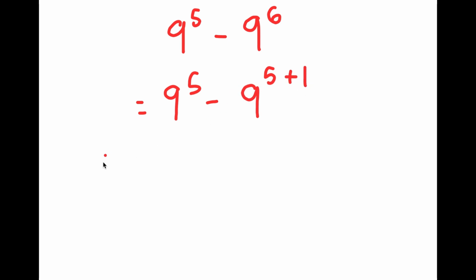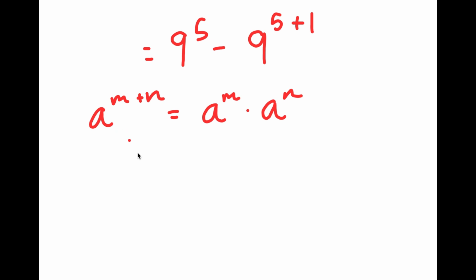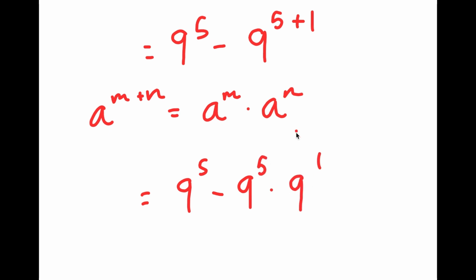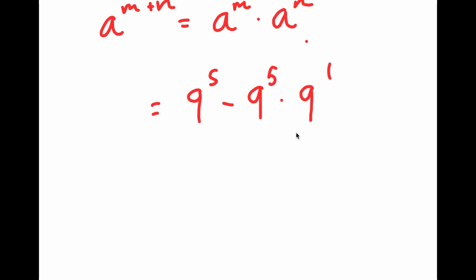And by doing this, I can use the property a to the power of m plus n is equal to a to the power of m times a to the power of n. So 9 to the power of 5 plus 1, I can rewrite that as 9 to the power of 5 times 9 to the power of 1. Now from here, I can factor out 9 to the power of 5, so I get 9 to the power of 5 times 1 minus 9 to the power of 1.